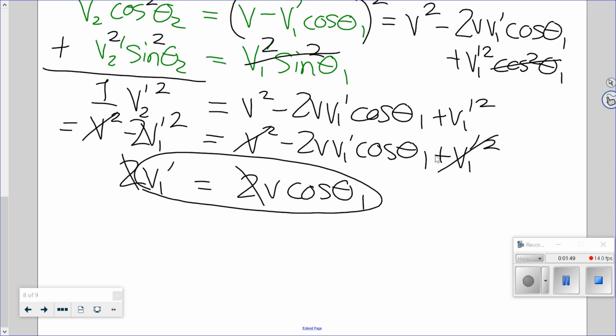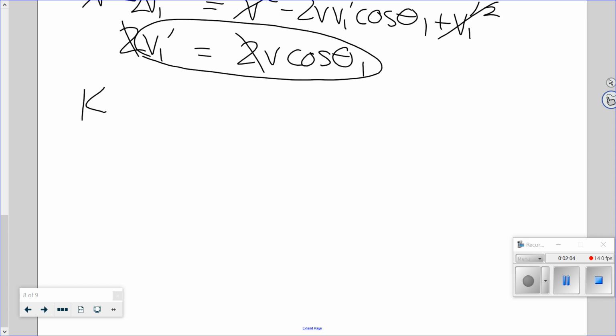Okay. So then since we can substitute... Remember we were looking for k1 prime, and it had to be k minus k2 prime. Oh, wait, what? No, we got v1. It doesn't have to be that. It just has to be 1 half m1 v1 prime squared.